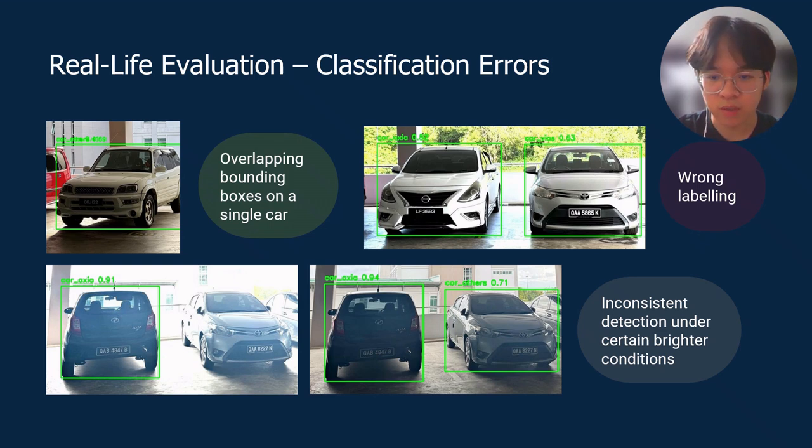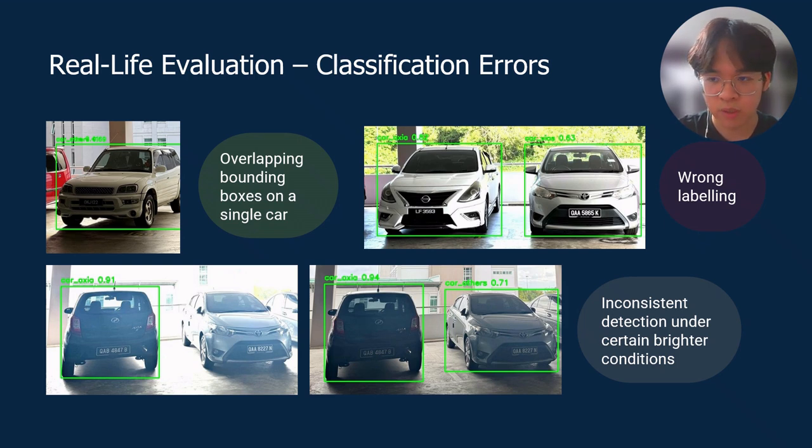And the second one is the wrong labeling, which you can see in this example. On the left side, the Nissan is wrongly predicted as ASIA, while on the right side, the model still managed to predict the correct label Vios. And then the third error is the detection inconsistency under different brightness situations, which you can see on the left side, the RCR is correctly identified, while on the right side, the Vios was not able to be detected due to the brightness.